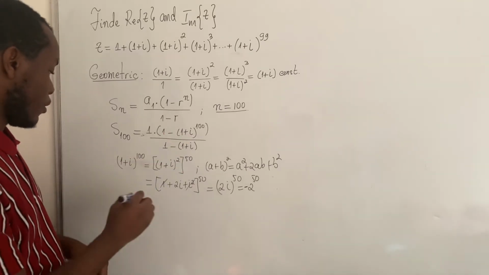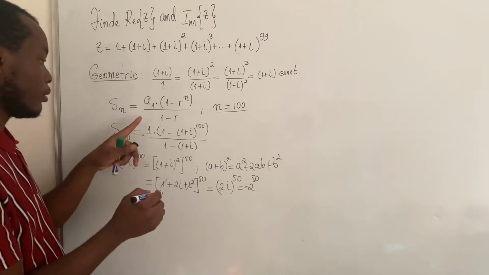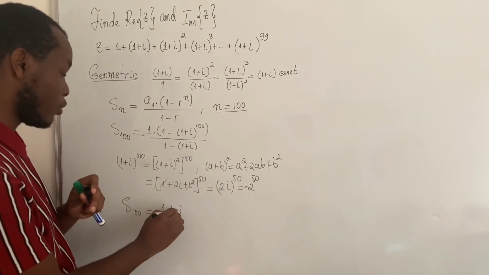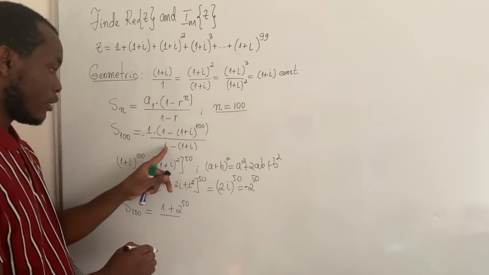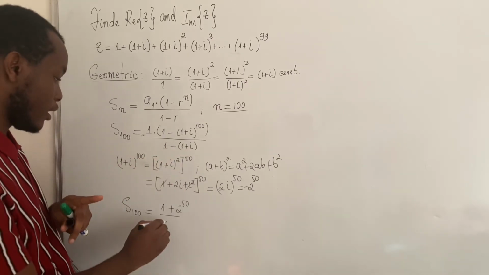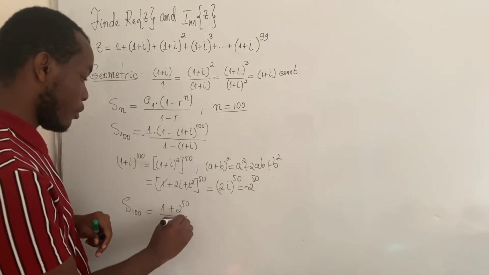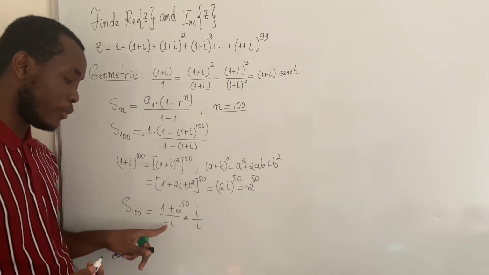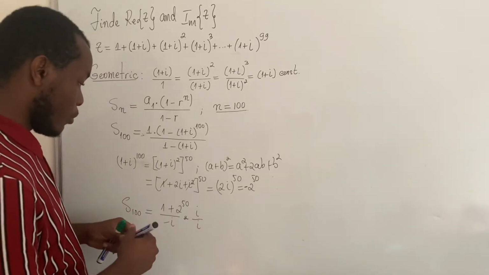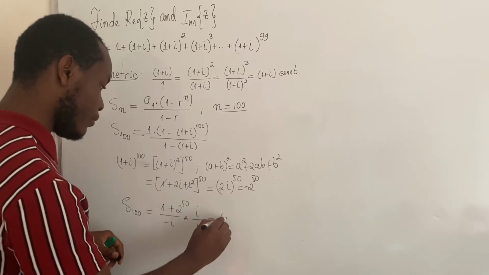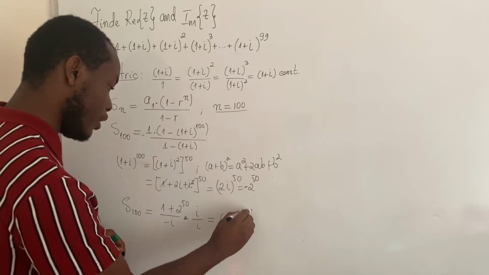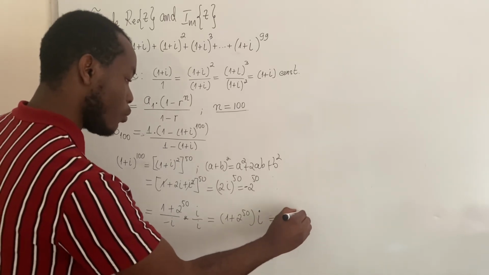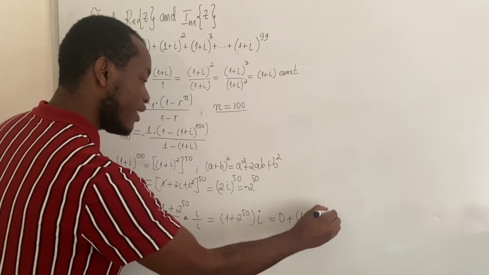So we can replace it here. We're going to have S 100 will be equal to, we have 1, this negative and this negative will become positive, so plus 2 to the power 50 over, the 1 will cancel, and minus e. We have minus e. So if we multiply both the numerator and the denominator by e, here will be minus e squared. E squared is minus 1. With this minus it will be positive 1. So in other words, the answer will be 1 plus 2 to the power 50 times e, which can be written in terms of 0 plus 1 plus 2 to the power 50 e.